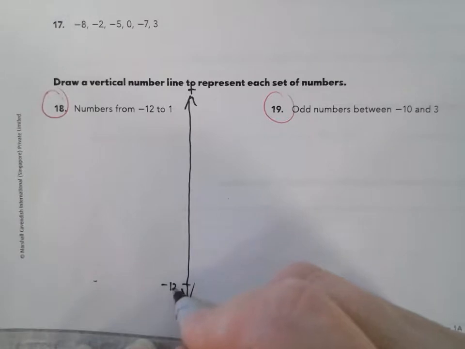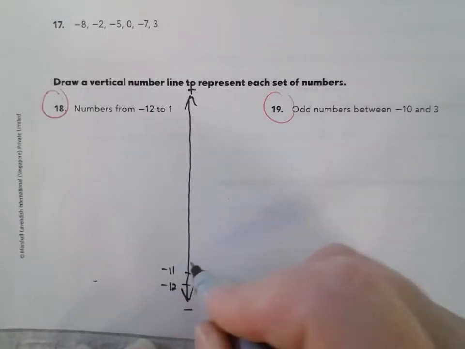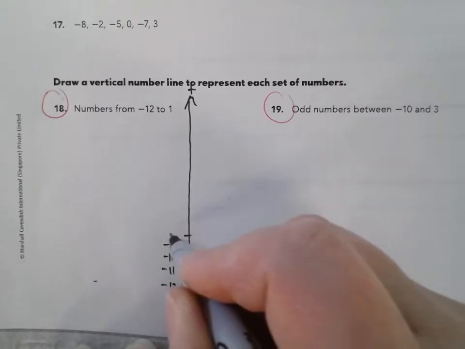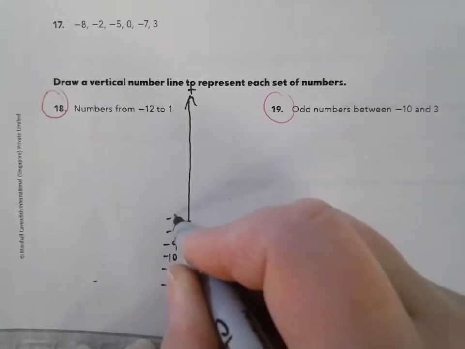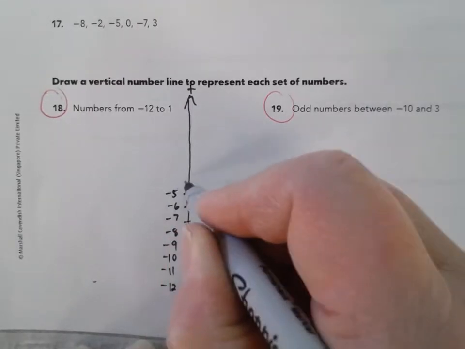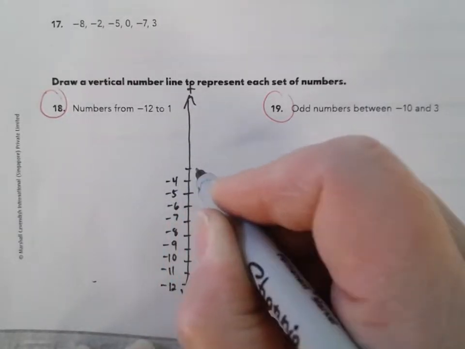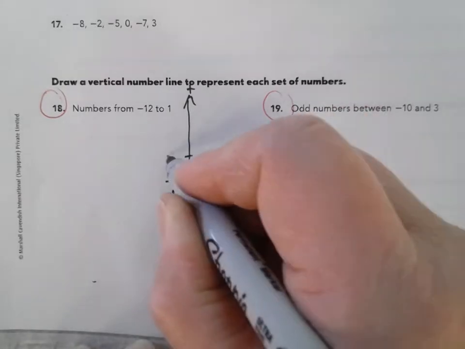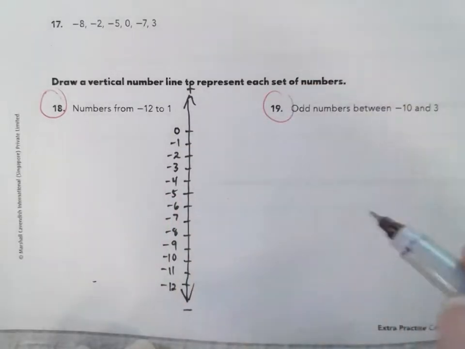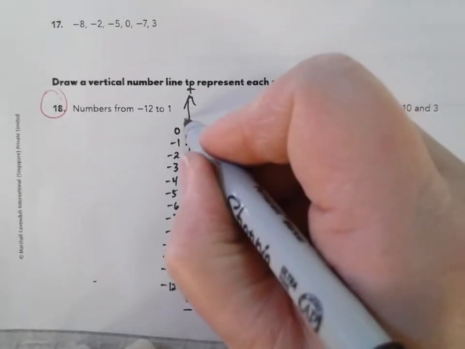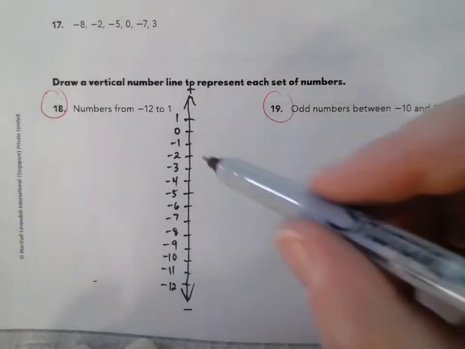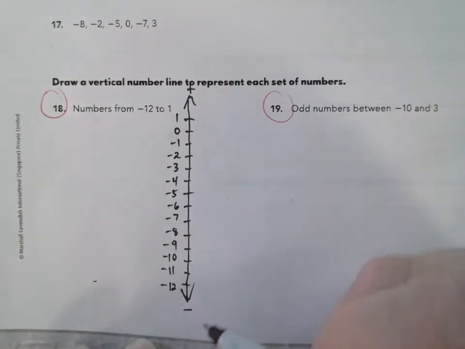Negative 12 way down here, and getting closer to 0, negative 11, negative 10, negative 9, negative 8, negative 7, negative 6, negative 5, negative 4, negative 3, negative 2, negative 1, 0, and on the other side of 0 I still need to show positive 1. Notice my 0 is not smack dab in the middle of my number line because I had a lot of negatives to show for the problem in particular.